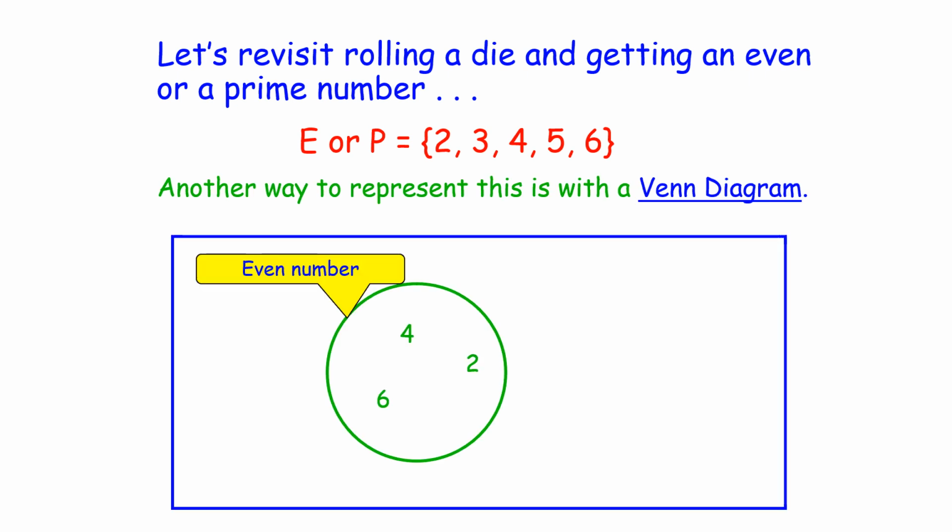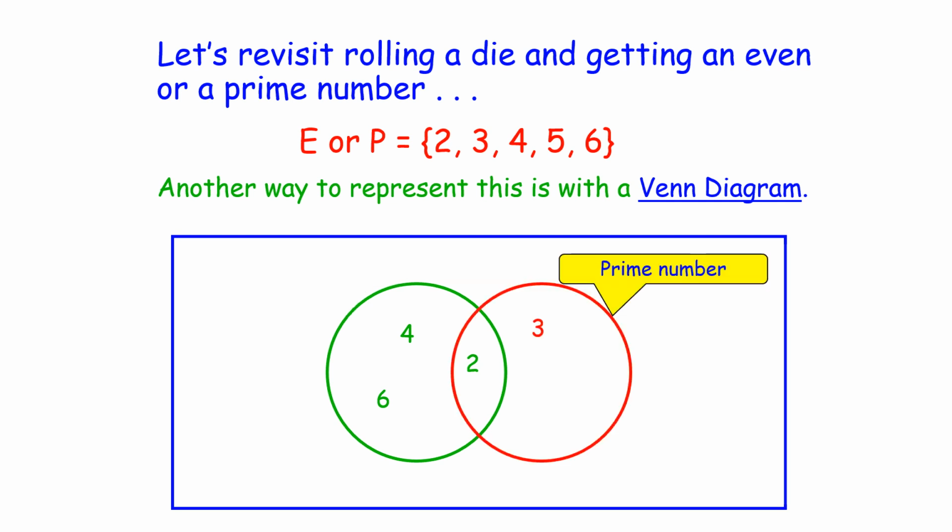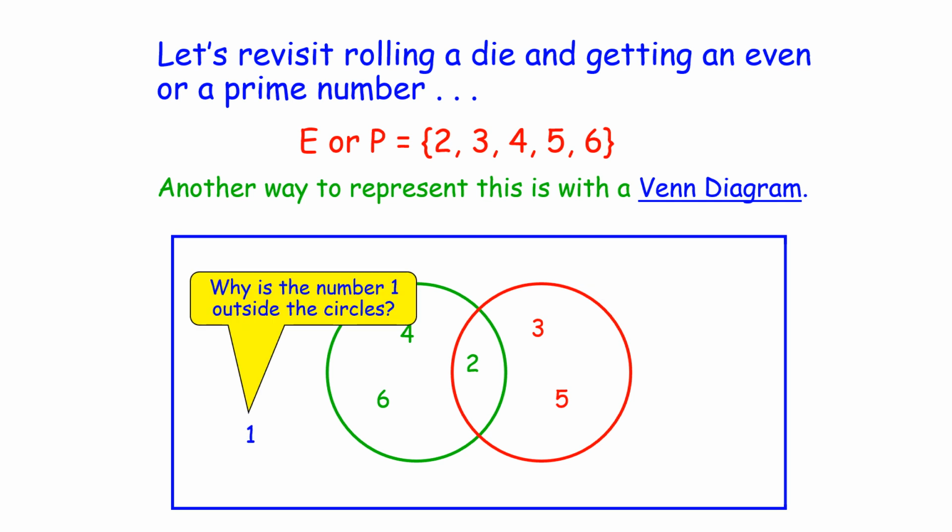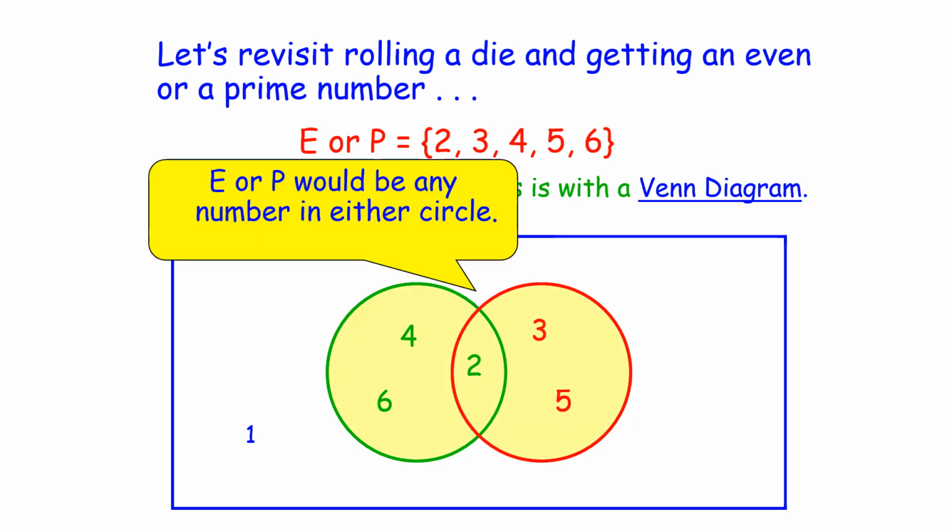So we have our sample space, then we have our circle that represents our even numbers, and then we have a circle that represents our prime numbers. Why is the number 1 outside of those circles? That's right, because it's neither even nor is it prime, so it doesn't belong inside of those circles. Now, E or P would be any number in either of the circles.